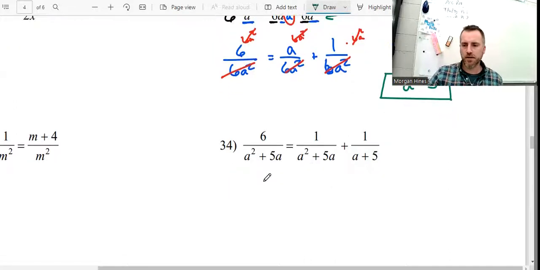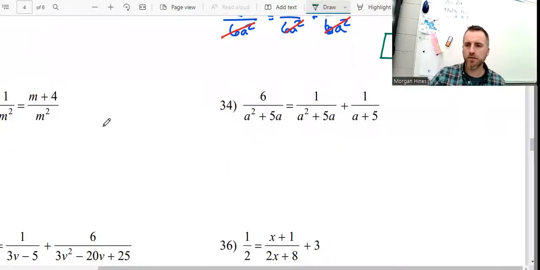Okay, now let's look at the next one. Number 34 could be pretty complicated if you don't factor first. Just like a lot of things, you want to look at the pieces before you get a little too crazy and multiply by stuff you don't have to multiply by. So we've got a squared plus 5a. That has a greatest common factor. Greatest common factor is a.